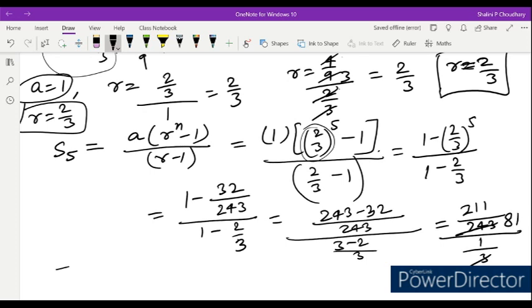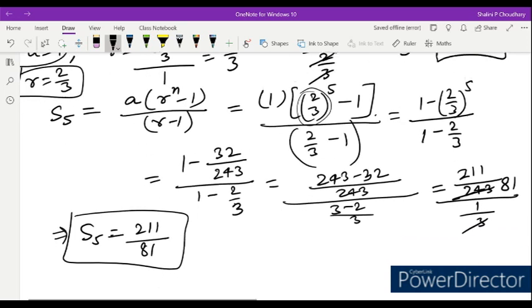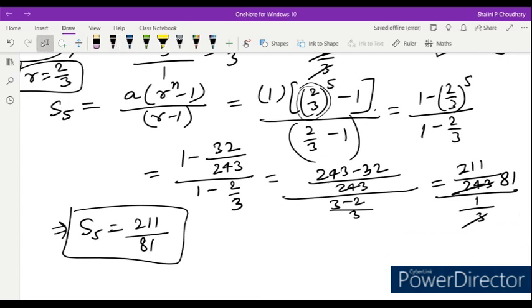So what value we are getting for S5? S5 के लिए we are getting 211 upon 81. Okay, now what we have to find out? We have to find out n का value. N के लिए the sum of n terms. It will be a into 1 minus r to the power n divided by 1 minus r.